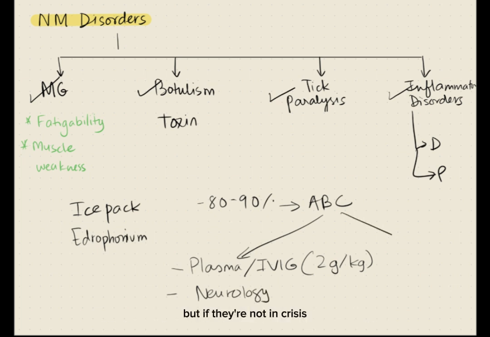But if they're not in crisis, then the ambulatory management for myasthenia gravis is often oral pyridostigmine. It is important we are aware of its adverse reactions. This drug increases cholinergic stimulation, right? So it puts the patient at increased risk of airway secretions and increased bowel motility.